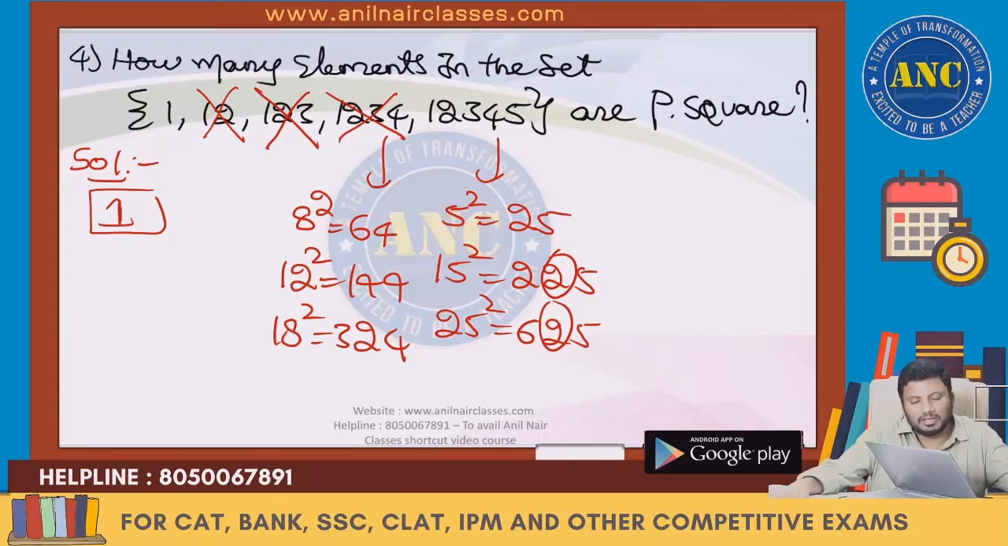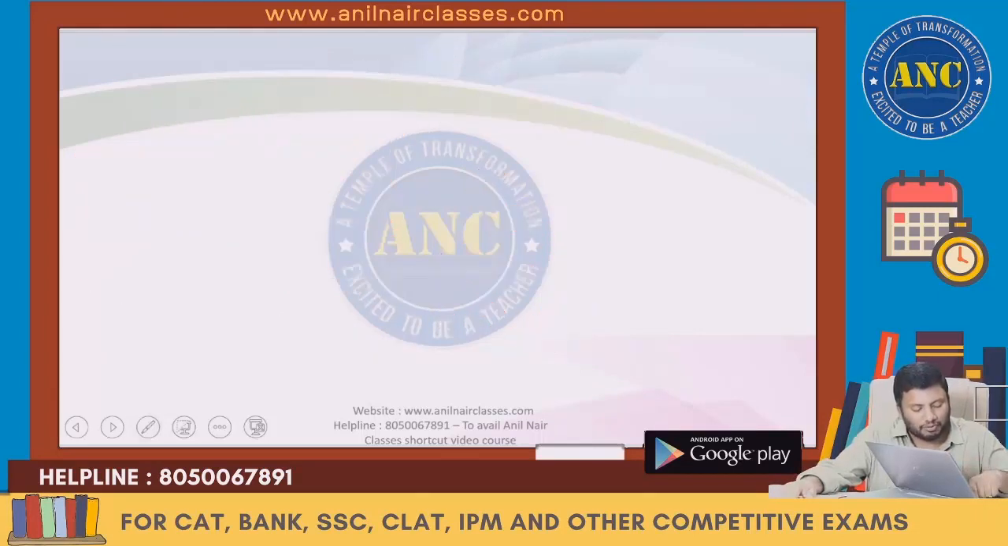How many elements in the set 1, 1, 2, 1, 2, 3, 1, 2, 3, 4, 1, 2, 3, 4, 5 are perfect squares? It cannot end with 2, it cannot end with 3. If it is ending with 4, the tens place has to be even. If it is ending with 5, the tens place has to be 2. Fourth one. Fifth one.